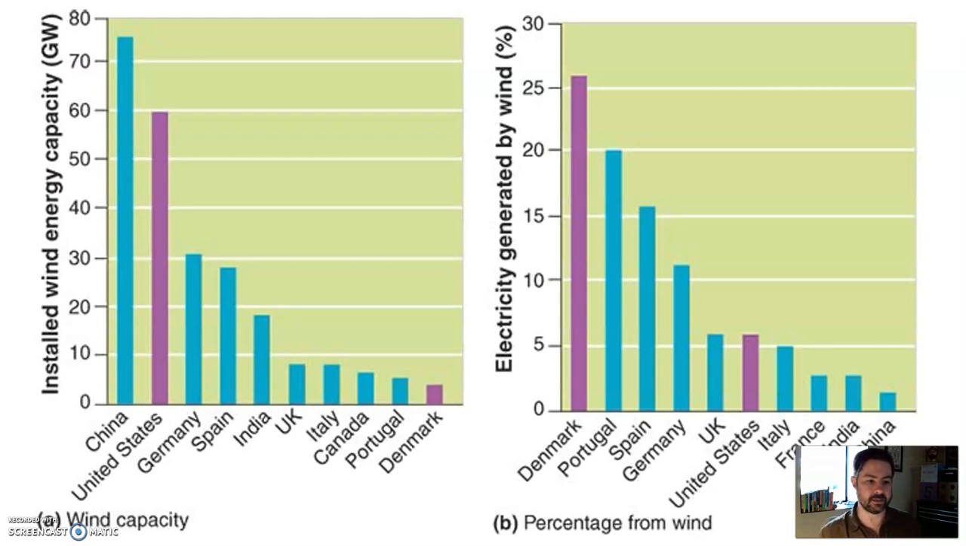As far as capacity is concerned, the U.S. has a decent amount of capacity to utilize wind, but we just don't generate that much from it. We could probably do more, but we just don't do much with it. For instance, Denmark only has the capacity to do a little with it, but percentage-wise they do as much as they can, or they do a lot. All right, so it kind of shows you again the discrepancy there.